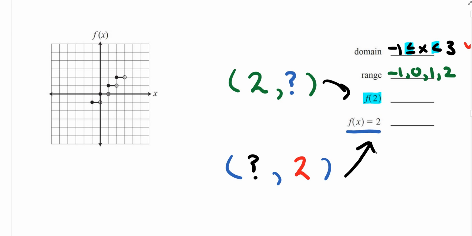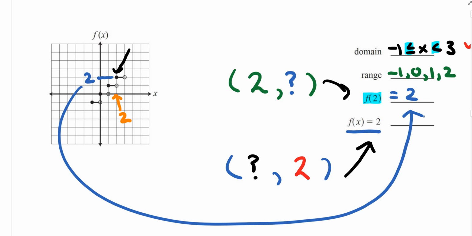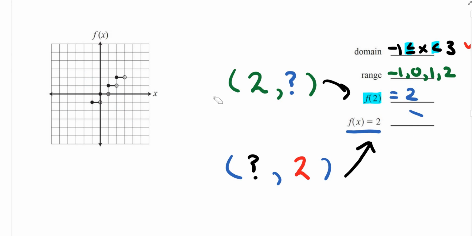Okay, so let's look at this graph here. When x is 2, what is the height? Well, the only height that's available is this dot right there, which also has a value of 2. So this will be just +2. Okay, and then finally the last one here. Let me just erase all that. If the y value has a height of 2, what is the x value?